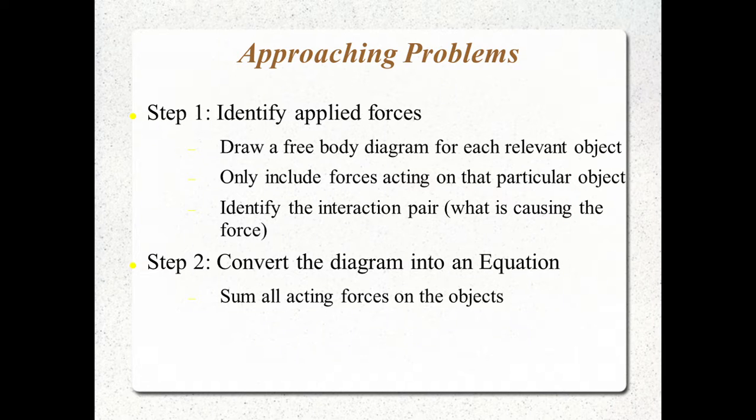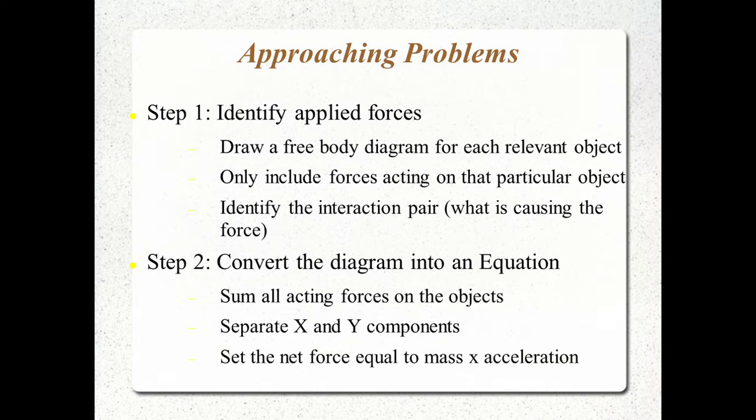So you add up all the forces on the objects, and we'll talk about later, you can also separate out the horizontal and vertical components. And the net force, once you've added up all those forces on your free body diagram, that will equal mass times acceleration. So it isn't force equals ma, it's the net force. The vector sum of all the forces equals mass times acceleration.